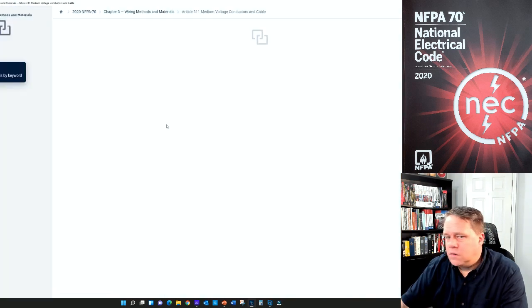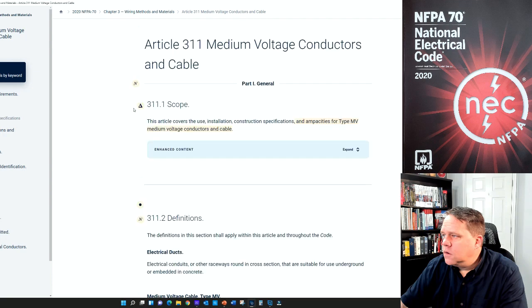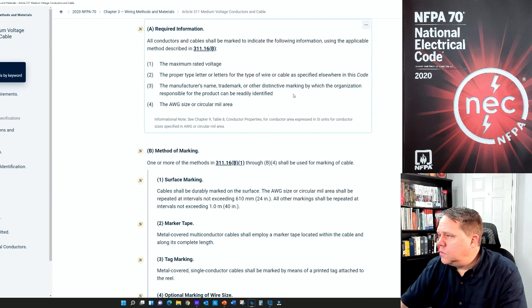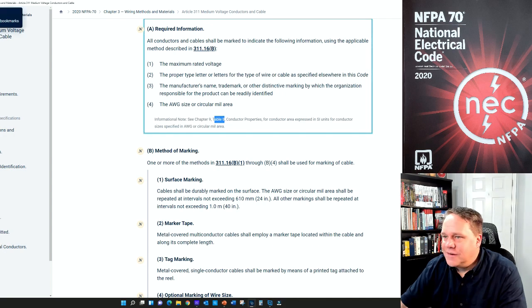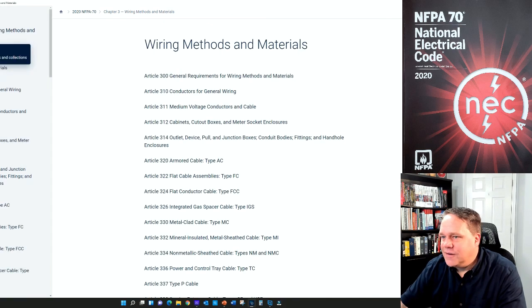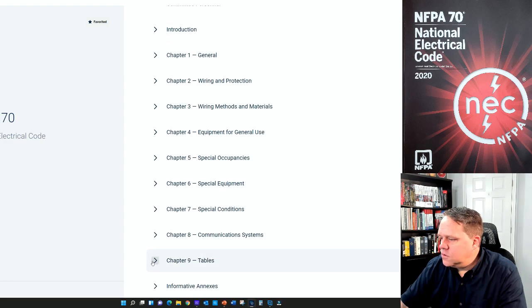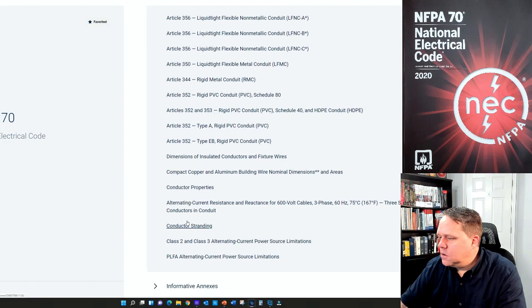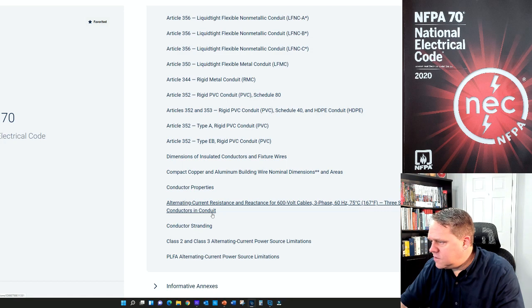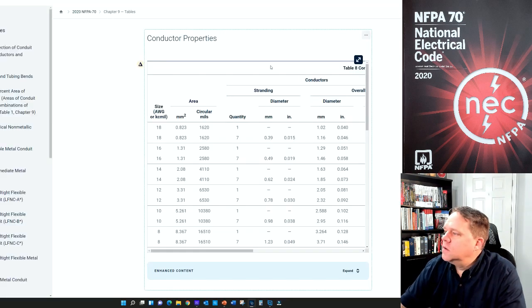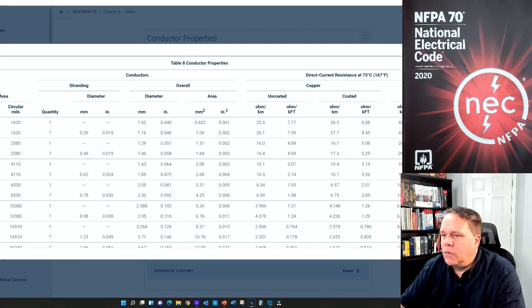Let's see here. Table 8. Oh, where did it go? Oh, see, I thought that was hyperlinked. My bad. Struck out on that one. You know what we'll do? We'll just do chapter 9, table 8, which is conductor properties. There we go. All right. I'm going to make myself disappear so that you can see the whole thing.